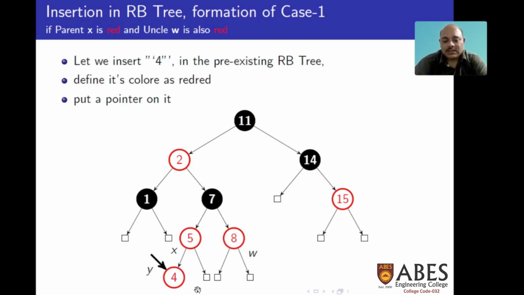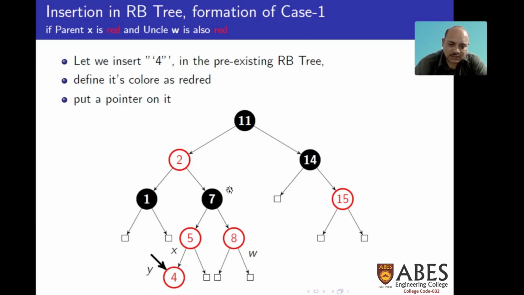Again we will do the same thing. That means the color of 4 is red, and we will put a pointer on the newly inserted node. Again we will ask the question whether the parent exists. The answer is affirmative. Yes, the parent exists. The value is 5. Now the second question will come: what is the color of the parent? The answer is that the color of the parent is red. So that's why it is a red conflict, and we have to fix it. And to fix this, we need to know the color of the uncle. Who is the uncle? So let us discuss that first.